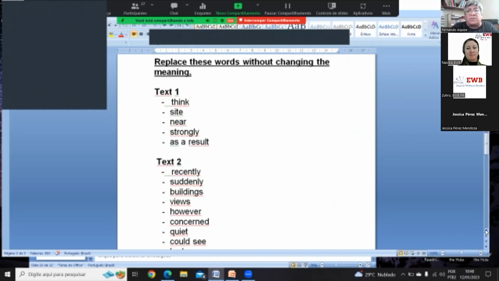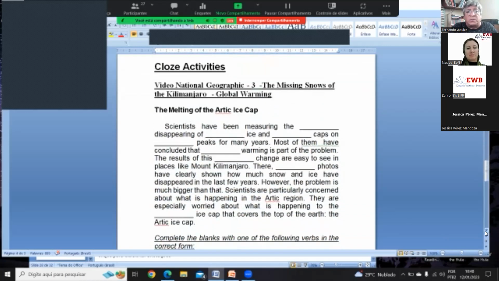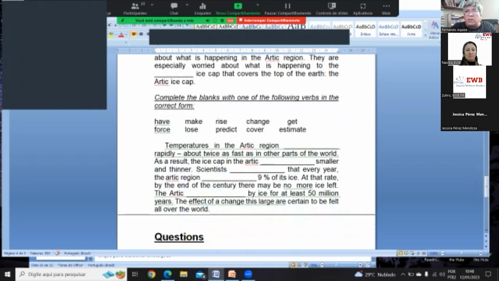Then another possible activity is cloze activities. We have different types of cloze activities. This is one of them, where you have blanks with no options. Students have to find the correct option. Another one is blanks.